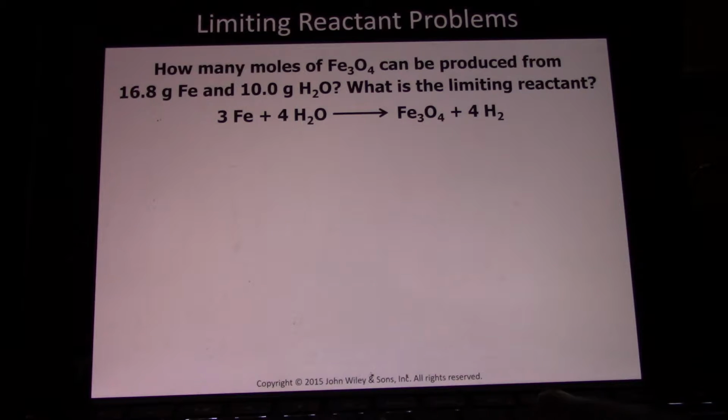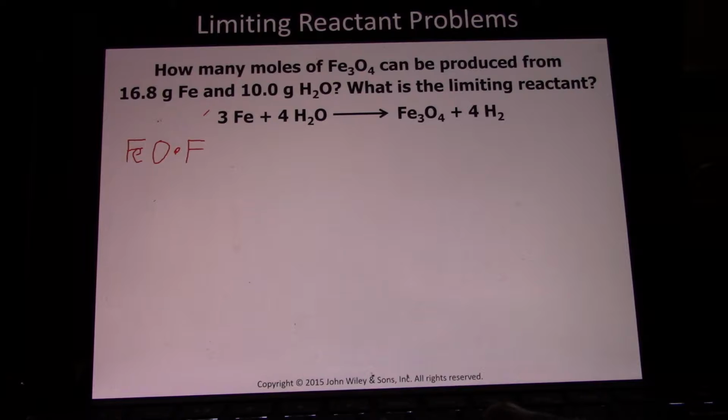That's kind of a tricky one, Fe3O4, because the charges don't make sense on first glance. Fe3O4 is actually a 50-50 mixture of iron 2 oxide and iron 3 oxide. We call it magnetic iron oxide for short. So it's FeO dot Fe2O3. So it's 50% iron 2 oxide, 50% iron 3 oxide. And that's where you get the Fe3O4.